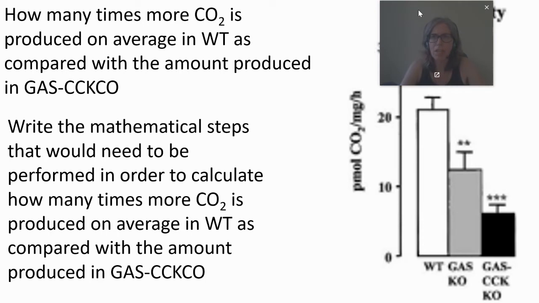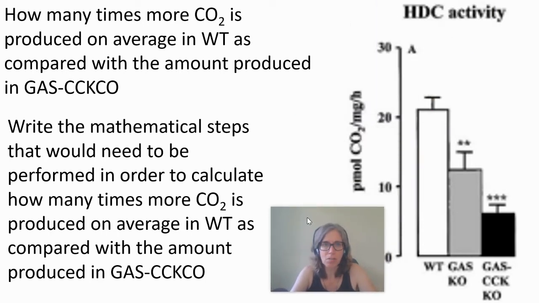Okay, next question. This one will look a little bit more like what an AP question might actually look like. How many times more carbon dioxide is produced on average in WT? That usually means wild type, but it doesn't really matter what it means because it's right here. How many times more CO2? So here's the CO2, and if I'm looking at the number here, usually AP will put little grid marks here so you can tell. I'm thinking this is about 21 picomoles of CO2 per milligram per hour. So how many times more CO2 is produced in the WT as compared to the amount produced in the gas CCK KO, whatever that is?